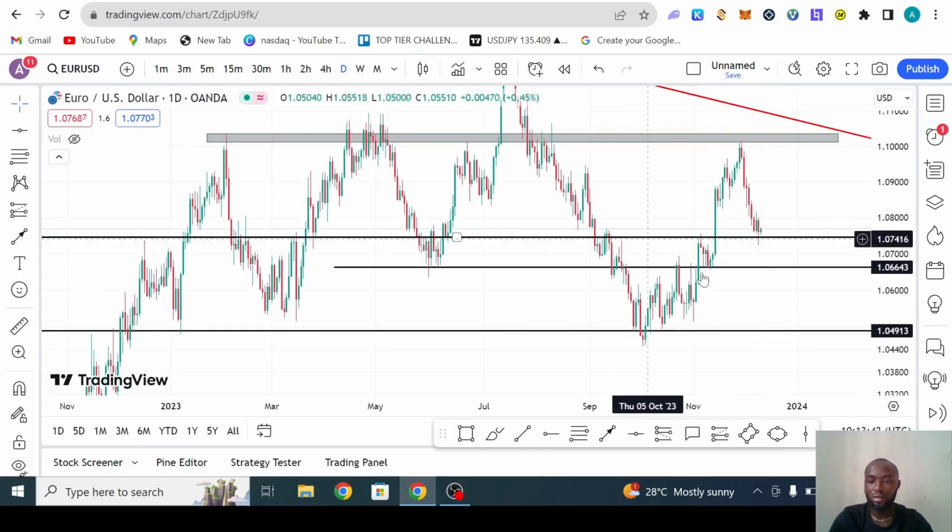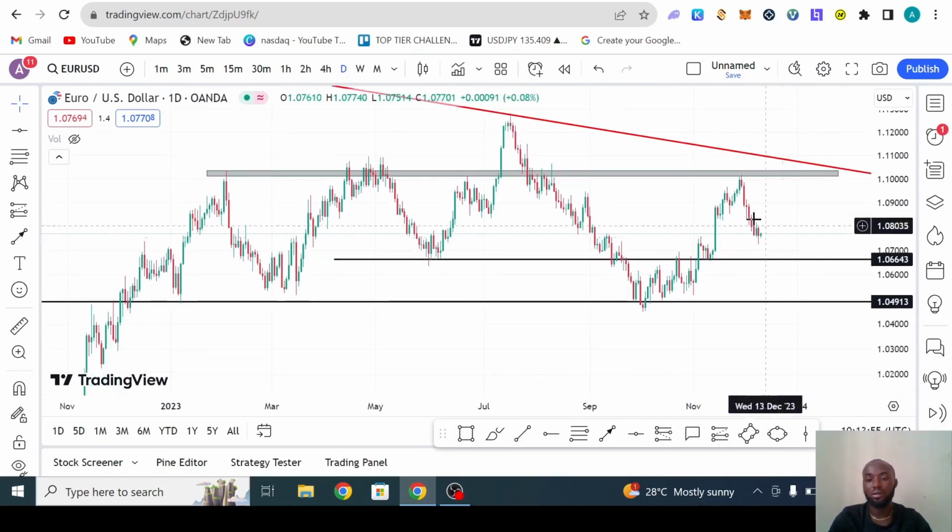You see this level, it leaves no stone unturned. So if you break this level, then it can come down to this level. Then from here, we should be looking to this level. So that is what I'm looking at for this week on this particular one. I'm going to hold my trade.